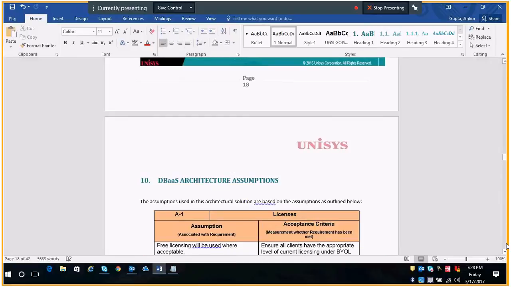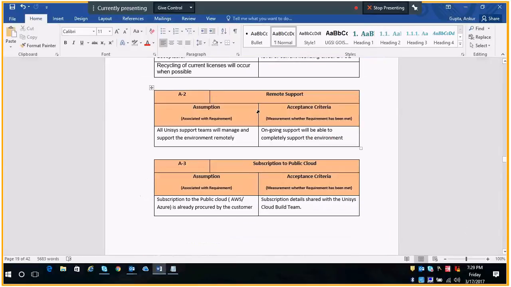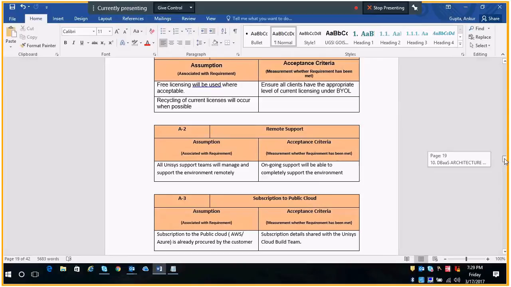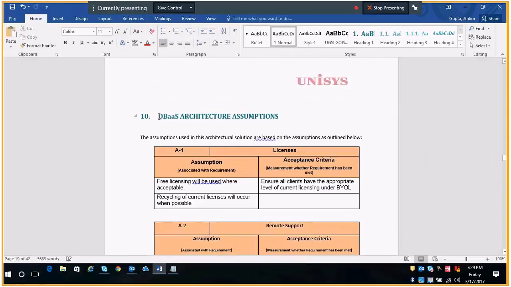And these are my assumptions. So I think you can put it based on what all assumptions you have in your mind. But the assumptions should go down below, not here.